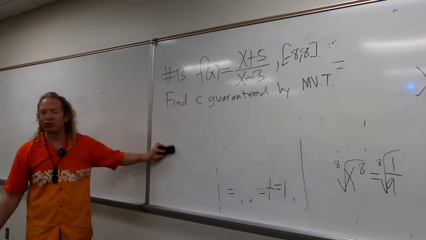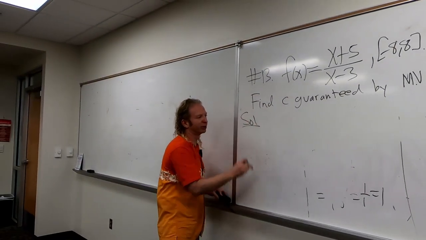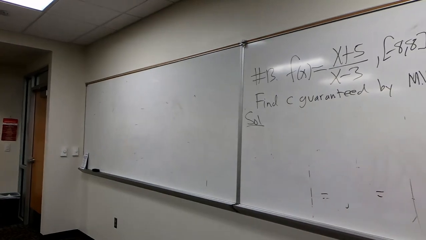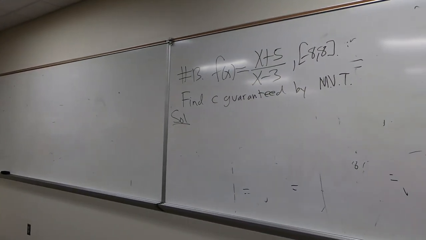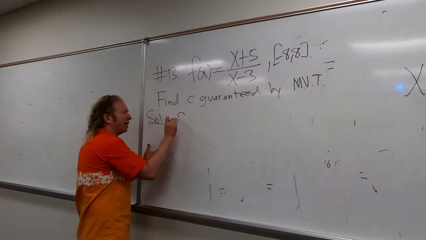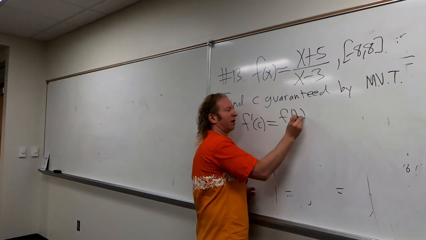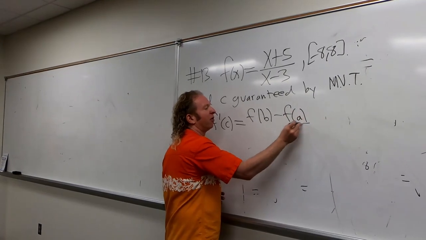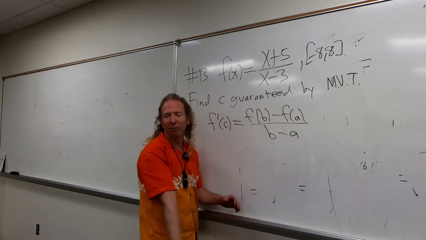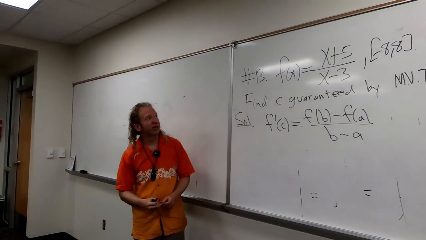Okay. Let's do it. Solution. So you start by writing down the formula, right? The formula. So I'll write it again. It's f prime of c equals f of b minus f of a over b minus a. This one looks pretty tough.